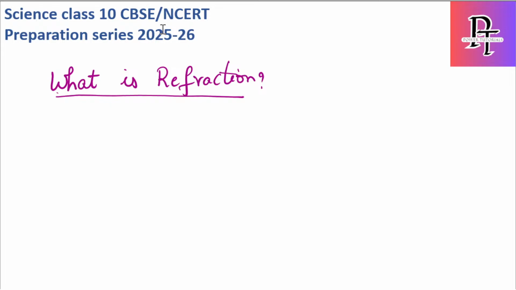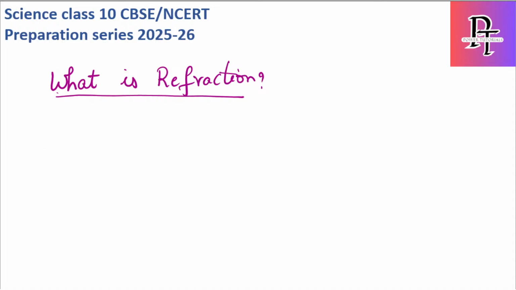So what is refraction? Reflection we know: if it is a plane mirror and any light comes to the mirror, it will get reflected, and the angle of incidence is equal to the angle of reflection with respect to the normal. In the same way, what is refraction? Refraction happens across two media.